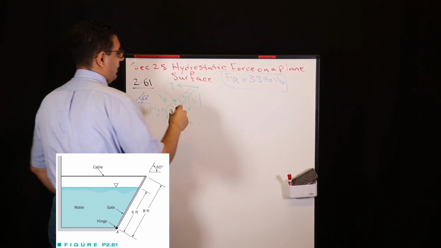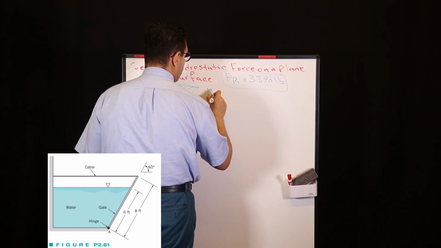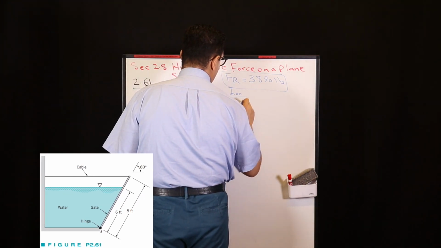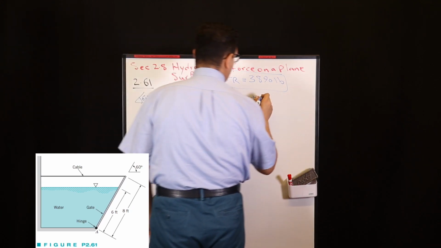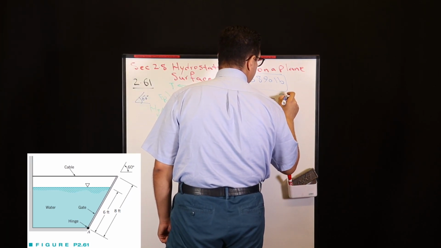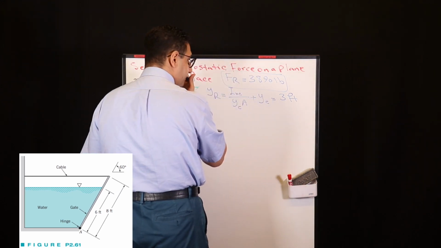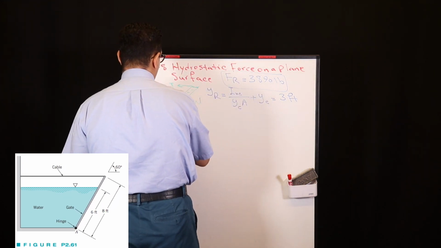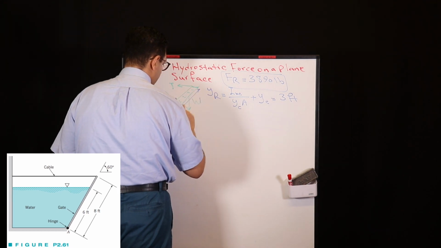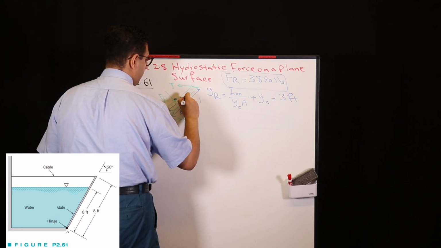For the exact location of the resultant, YR, we're going to have the formula YR is equal to IXC divided by YC A, plus YC. YC is equal to 3 feet. Why? Since it is exerted in the middle of the rectangular plane. As long as we have 6 feet, YC is equal to just half of that, 3 feet.